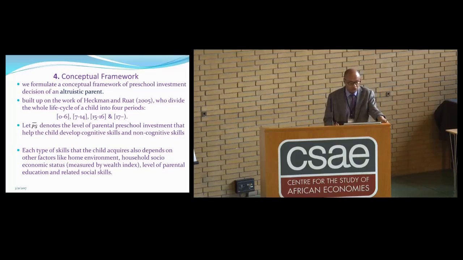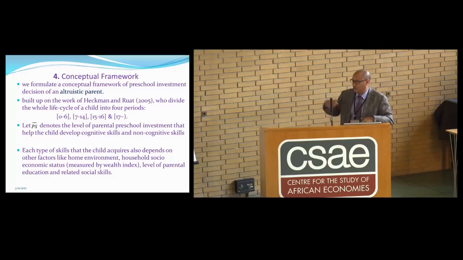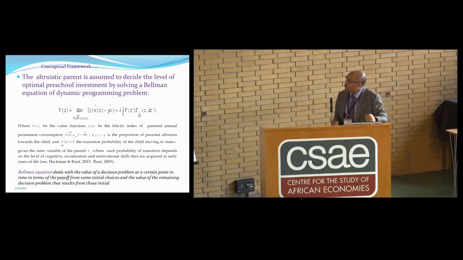The conceptual framework that we use is a framework of the preschool investment decision of an altruistic parent, built upon the work of Heckman and Roth. They define 3 critical periods of a child's life: the preschool age, the primary school age, and the high school age, and beyond high school could be up to higher learning or the labor market age. Let PS denote the level of parents' preschool investment that helps the child develop cognitive and non-cognitive skills. Each type of skill that the child acquires depends on other factors: the home environment, home socioeconomic status, measured by the Wealth Index in our paper, and the level of parental education and related social skills.